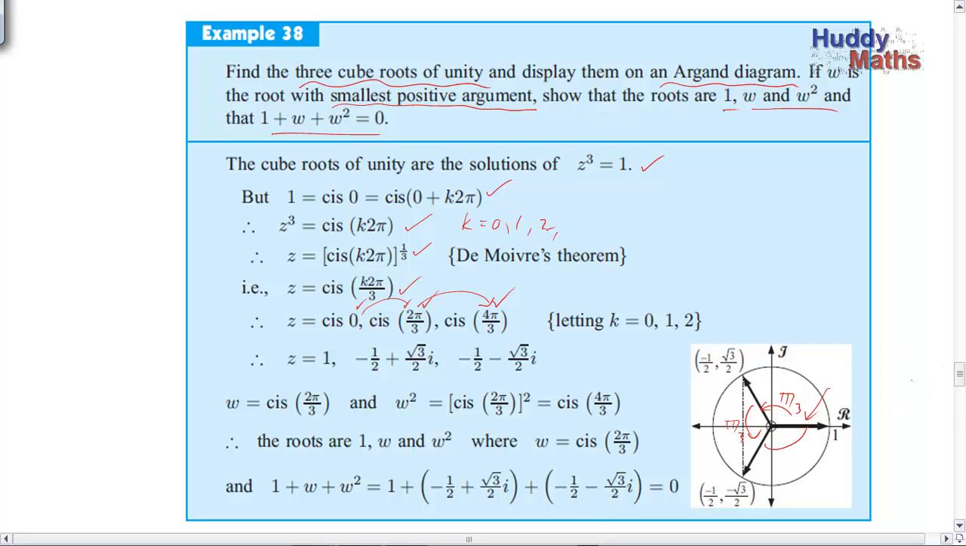Hang on, I must make 2 pi on 3. 2 pi on 3 here, because that's what we're adding on. We're adding on 2 pi on 3 each time. Okay, so letting k be 0, 1, 2. We'll just set up here anyway.